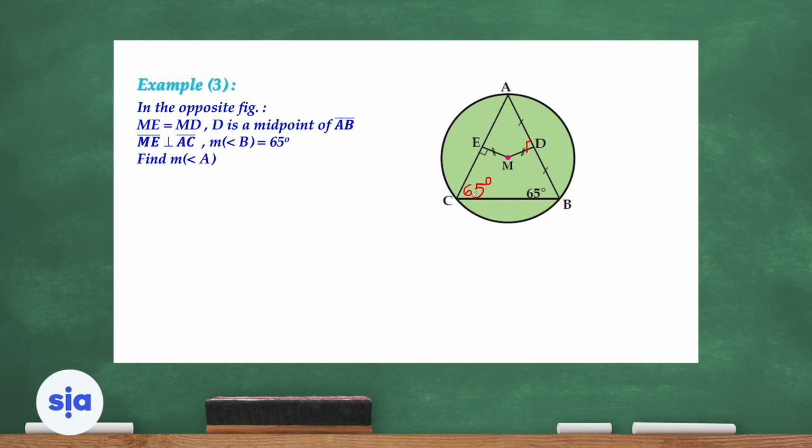So for this triangle ABC, if two angles, each of them is 65 degrees, how can I find the measure of angle A? The measure of angle A equals 180 minus the sum of 65 and 65. So the measure of angle A is equal to 50 degrees. Excellent, students.